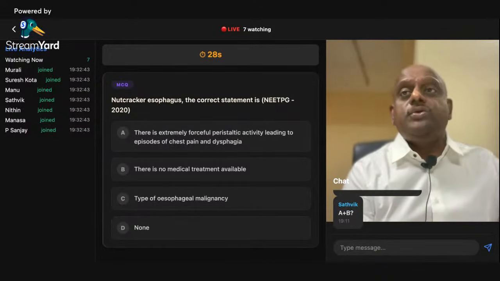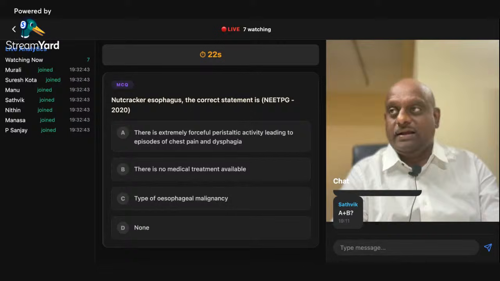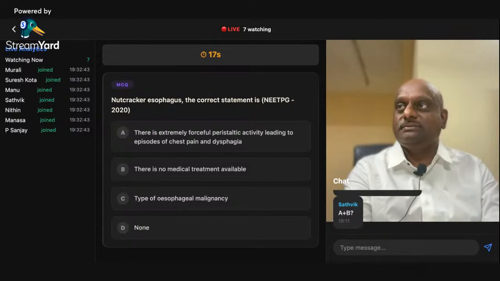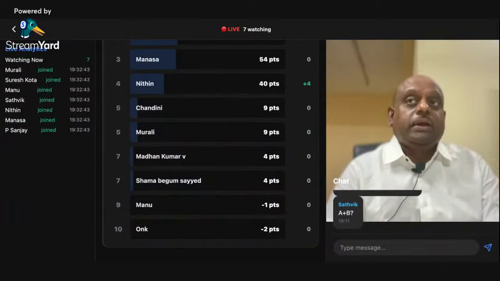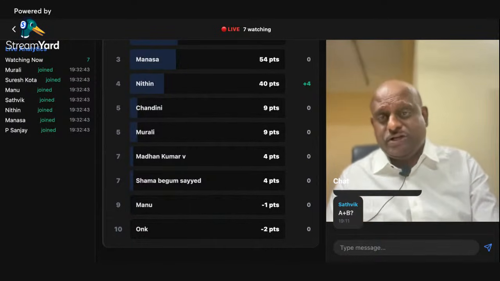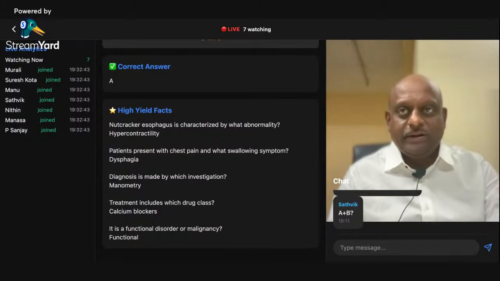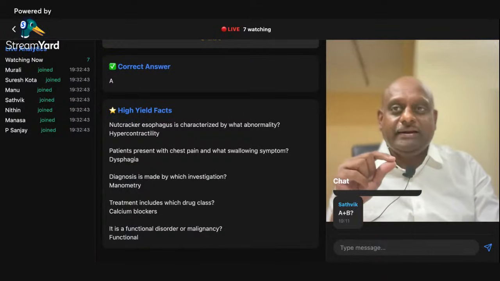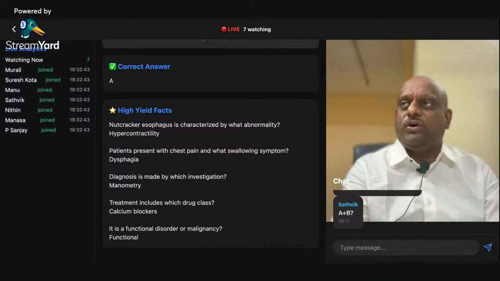Nutcracker esophagus. What is the true statement about nutcracker esophagus? Let's start. So there are forceful peristaltic activity leading to episodes of chest pain and dysphagia is the feature of nutcracker esophagus is what we have to remember. So how do you treat it? We give calcium blockers. And it is a functional disorder where there is a hypercontractility is what you should remember.